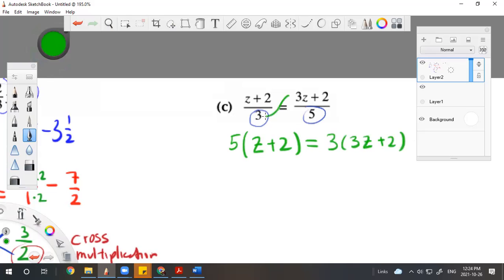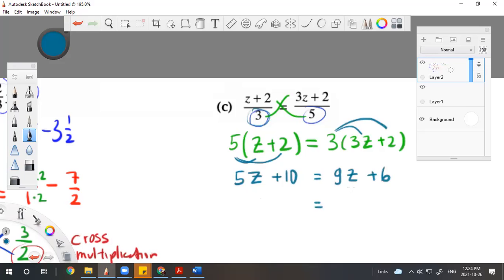Again, cross. Oke, ada tengahnya nih, cross namanya. Kenapa kok bisa cross? How come? Because division on the left side is multiplication on the right side. Division on the right side is multiplication on the left side. Gitu cara mikirnya. Okay. Now 5 times z is 5z, right? 5 times 2, 10. 3 times 3z, I mean, 9z. 3 times 2 is 6.